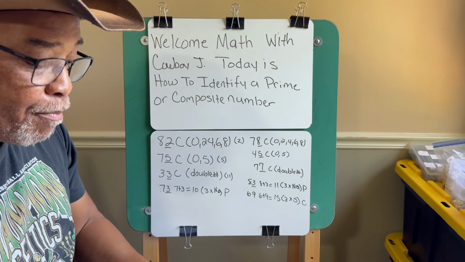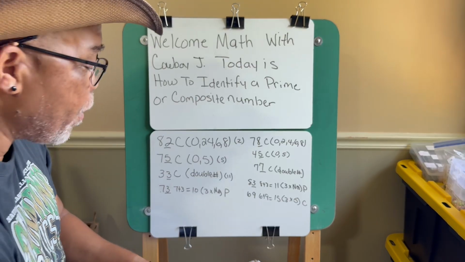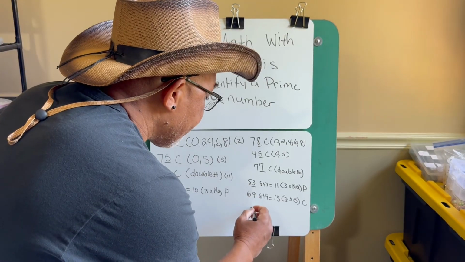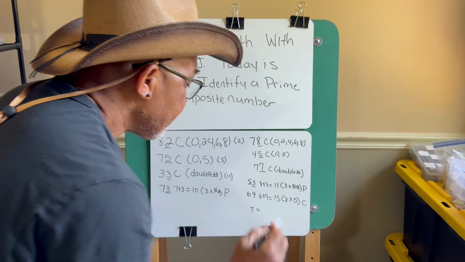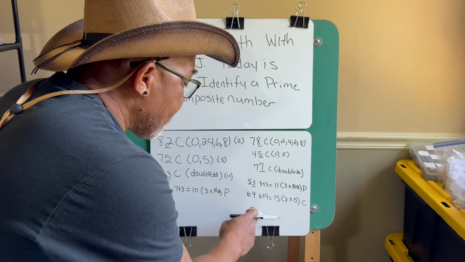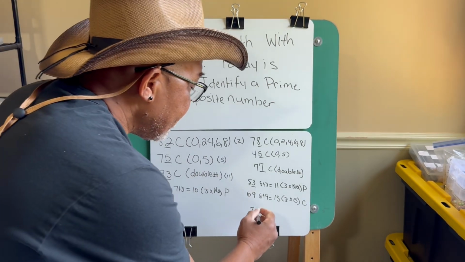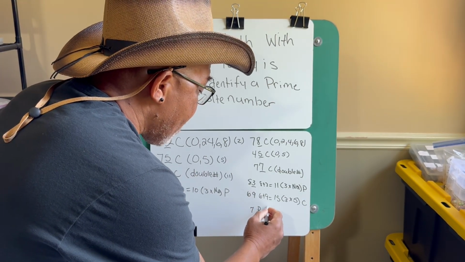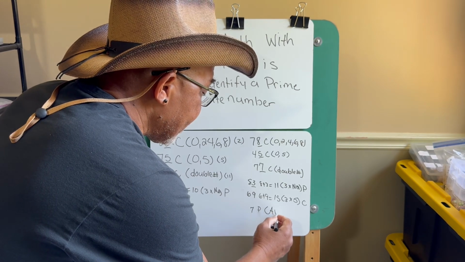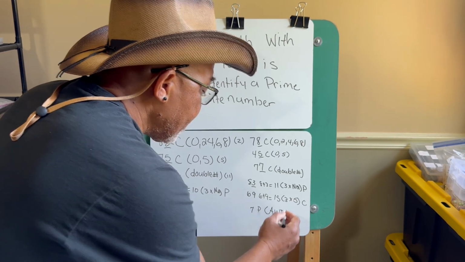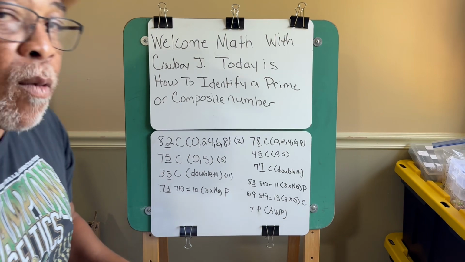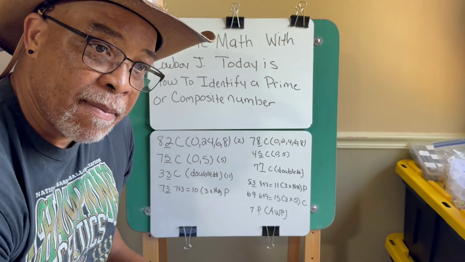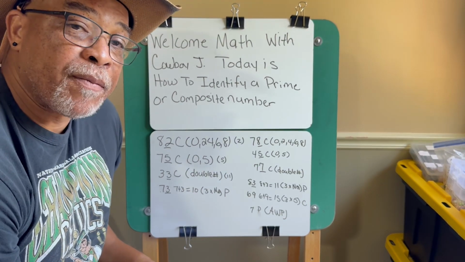is a composite. And before we go, let's go with 7. Is 7 a prime or a composite? 7 is a prime. Why? Because it's an AWP. Always prime.